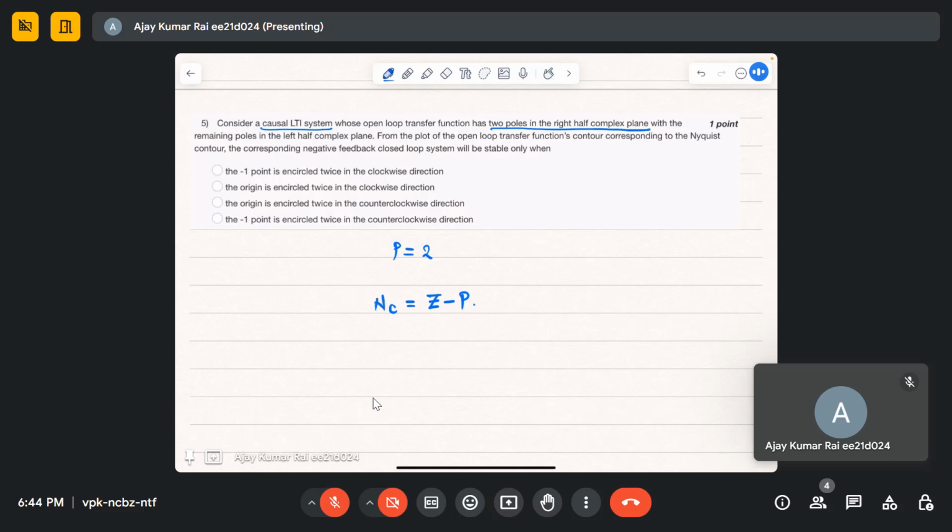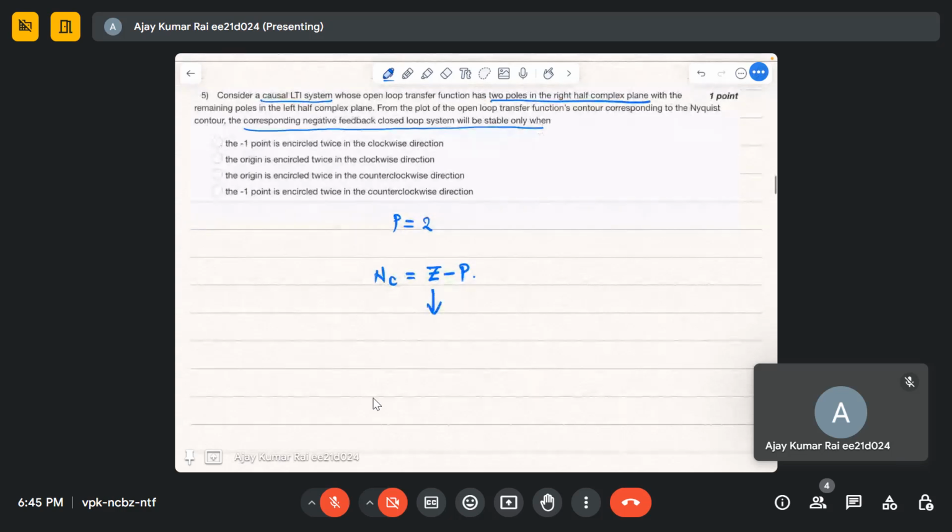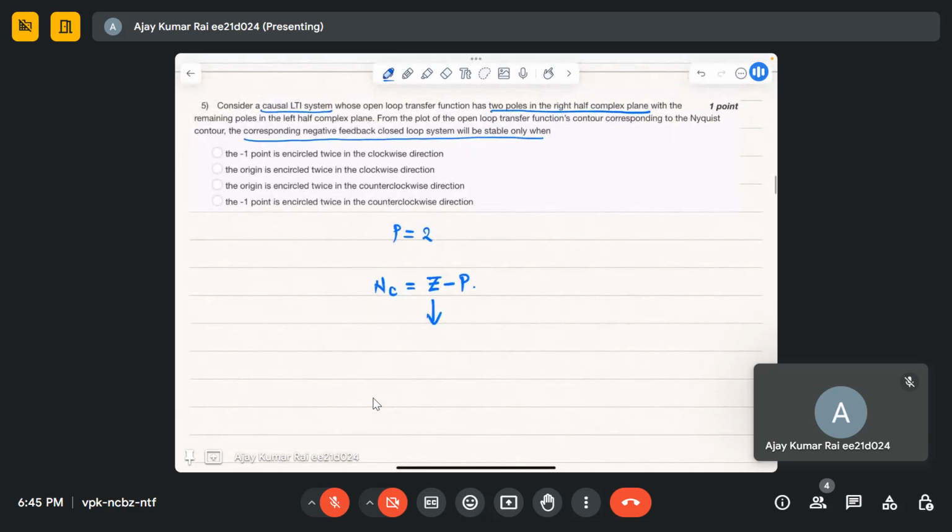What we have to find out is, corresponding to the negative feedback closed loop system, when the system will be stable. We want our system to be stable, and the question is asking what is the value of NC. If you want your system to be stable, what should be the value of Z? Already P is given. For the closed loop system to be stable, what should be the value of Z? Can you answer this?